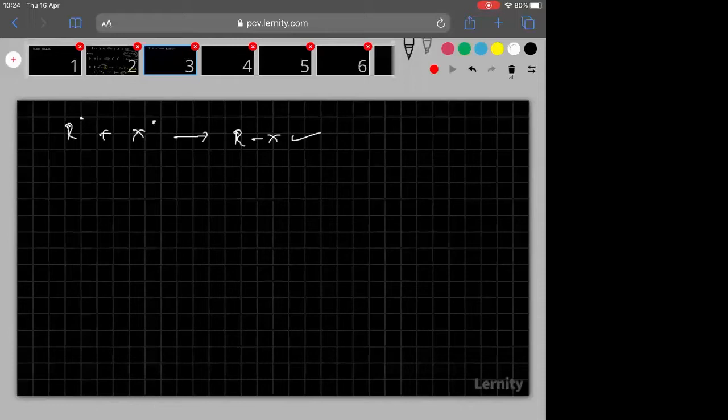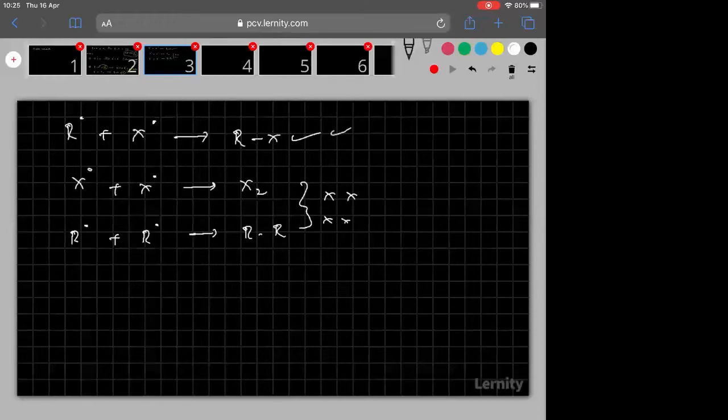But some unwanted products also will form here. What are the unwanted products? X dot may combine with one more X dot, forms what? X2. Similarly, R dot may combine with one more R dot and forms what? RR, which is alkane. But remember, these 2 products we don't want here. We want only this product here. So unwanted products should be terminated, and hence this step is called the termination step.